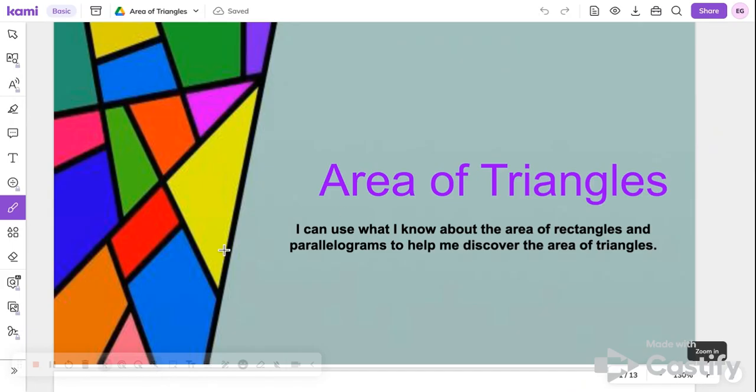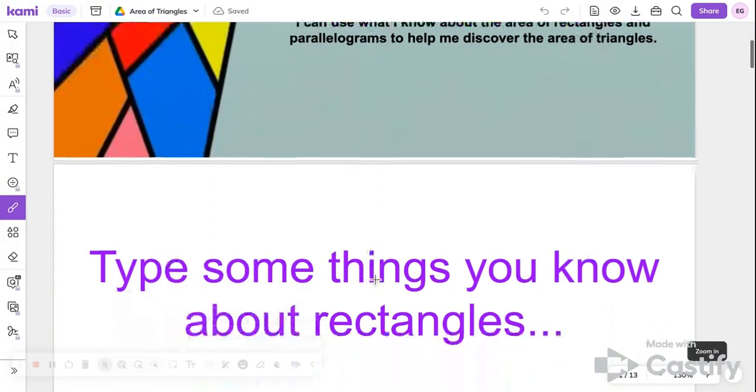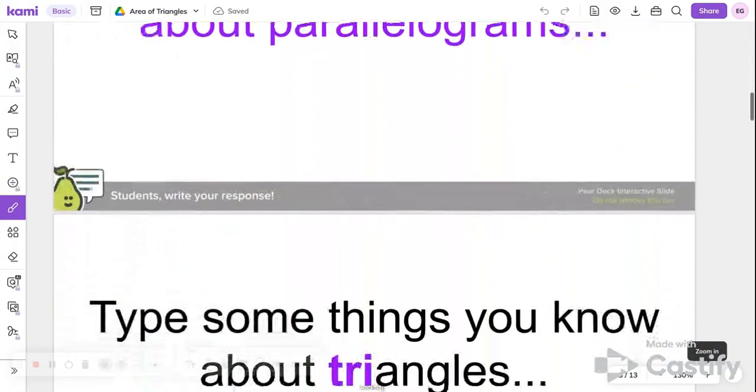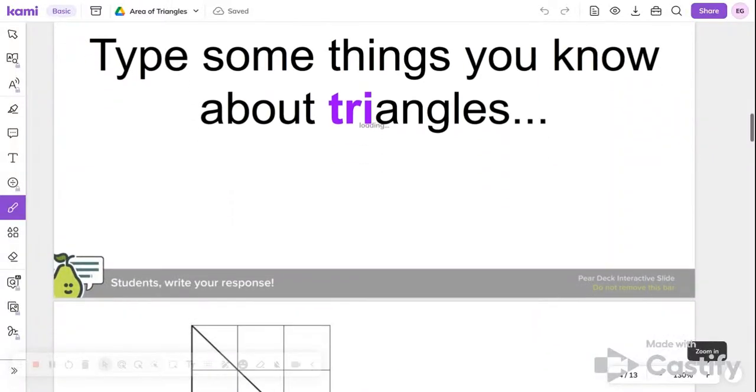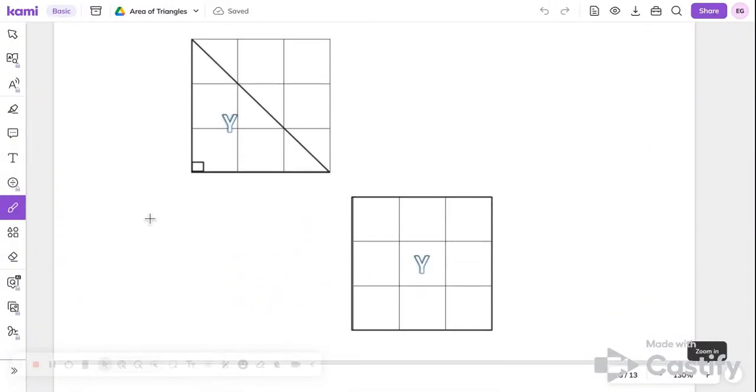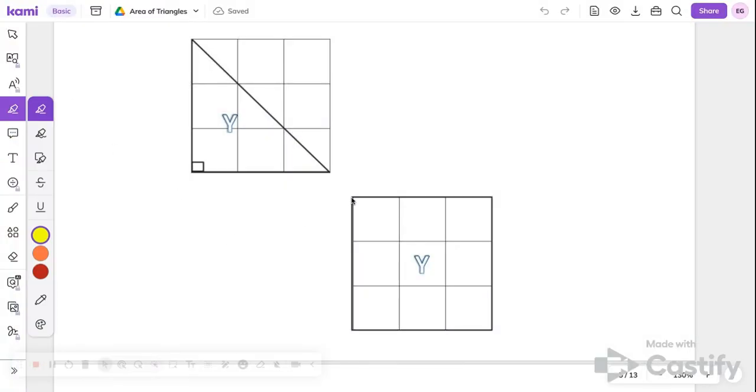What we're going to do is use what we know about the area of rectangles and parallelograms to discover the area of triangles. So when I scroll down to this slide here, you'll notice that in the bottom there is a typical square right here. I'm going to do the best I can with my mouse to highlight this. And a square is a type of rectangle. It's just that all sides are equal in length.